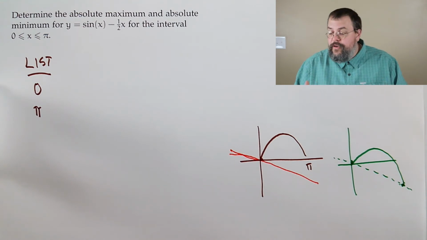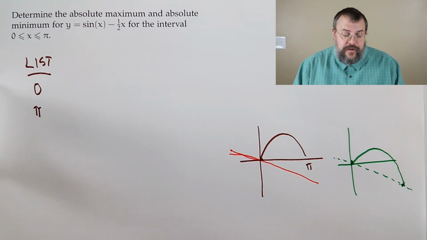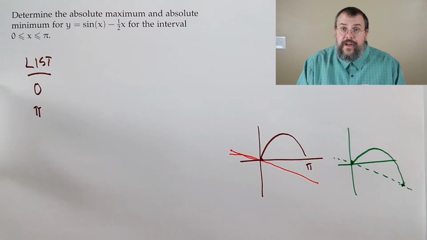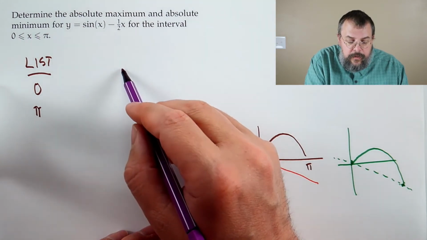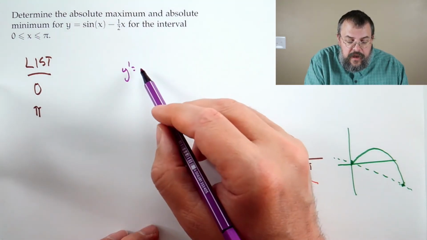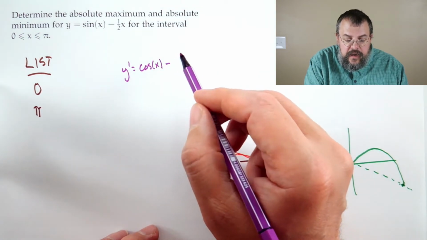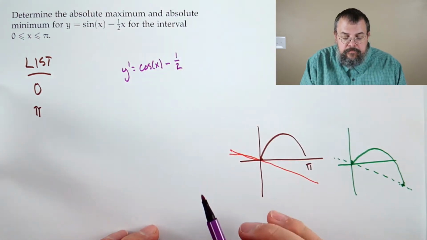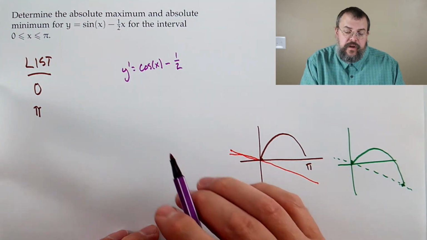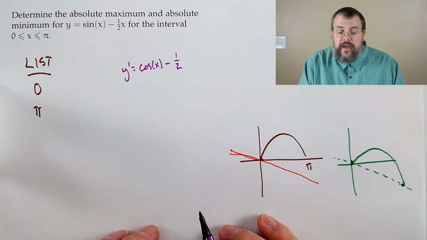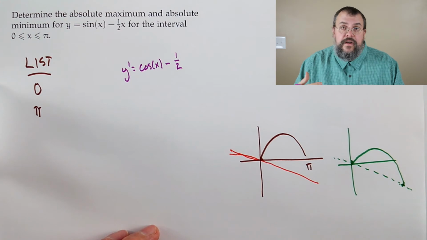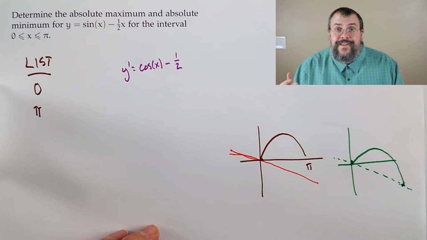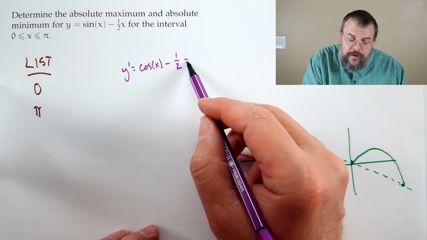We have our endpoints. The rest of the points are going to come from looking at the derivative. So next up, we take the derivative. All right, what's our derivative? y prime, the derivative, would be cosine of x, then minus 1/2. That's not so bad. Derivative of sine is cosine. Derivative of minus 1/2 x is minus 1/2. That's never undefined because the cosine function is a nice function. It's defined for all values, and minus 1/2 will certainly be defined. So it's always defined.